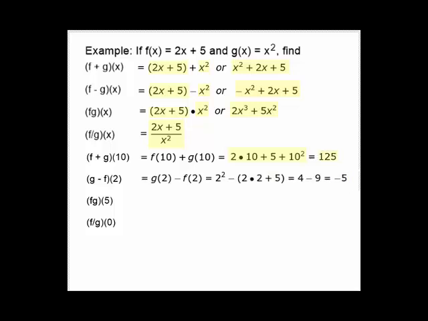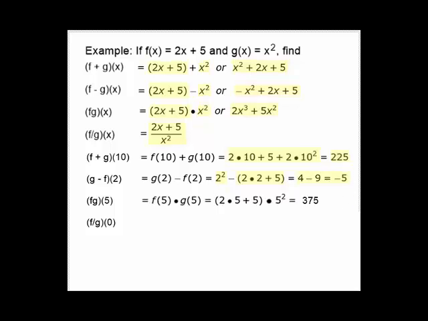Now for g minus f of 2, the g of x function is first. We get g of 2 minus f of 2. G of 2 is 2 squared. F of 2 is 2 times 2 plus 5. We subtract the results, get 4 minus 9 equals negative 5.